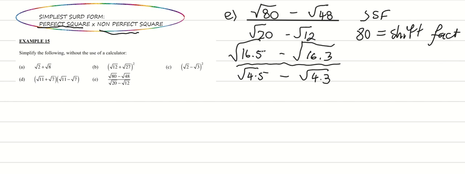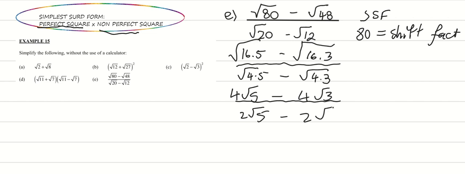Now, as I'm doing this example, I'm seeing that 5 and 3 are being repeated on top and at the bottom, and that is significant for the answer. So we continue simplifying. We get 4 root 5 minus 4 root 3 all over 2 root 5 minus 2 root 3. As you can see, in the numerator there's a common factor of 4, and in the denominator there's a common factor of 2.